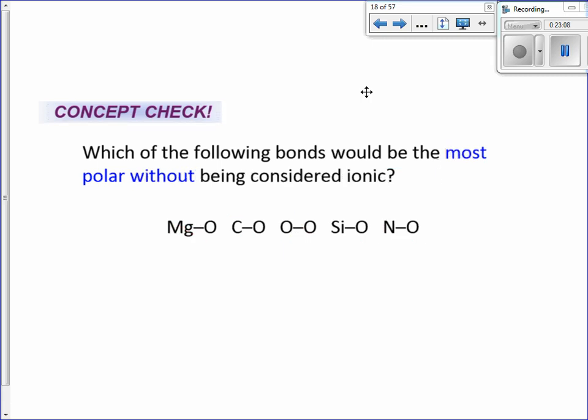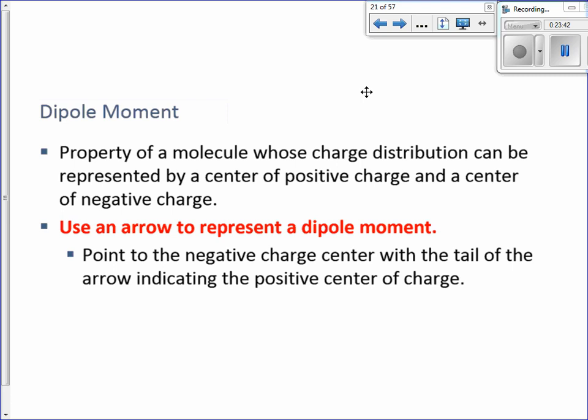So, which of the five would be the most polar without being considered ionic? SiO, we already determined that was 1.7. That guy's zero. That guy's ionic. This one was 0.5. And this one was 1.0. So SiO is the most polar out of those three, okay? Keep that in mind, looking there. SiO.